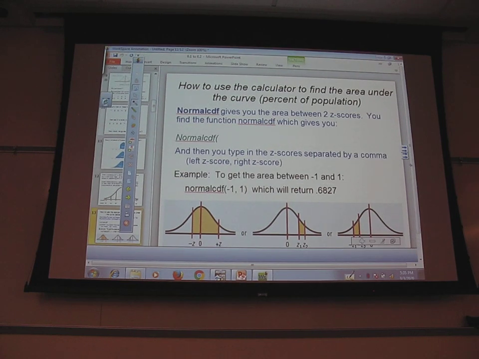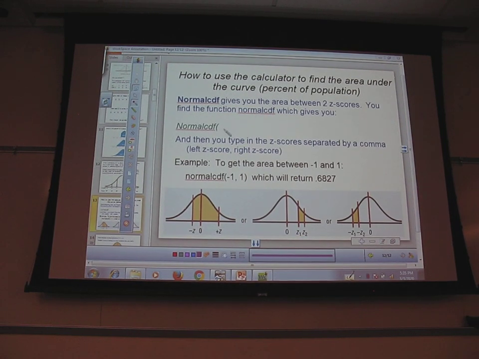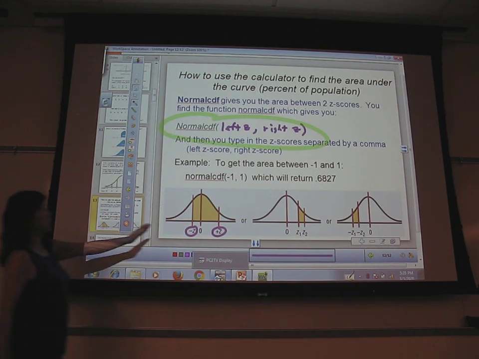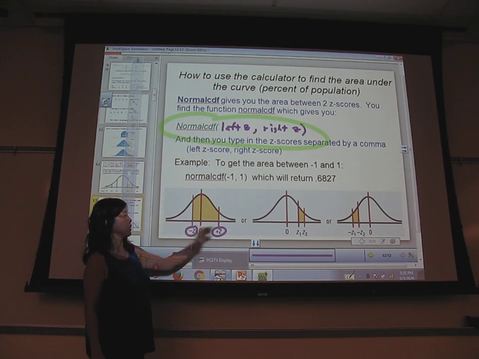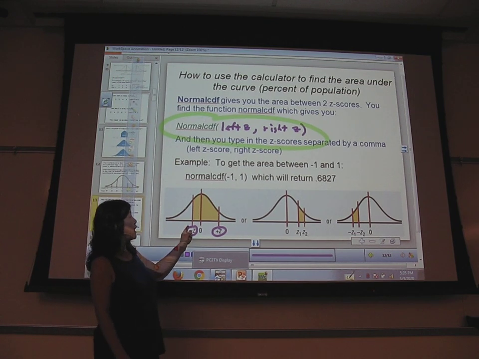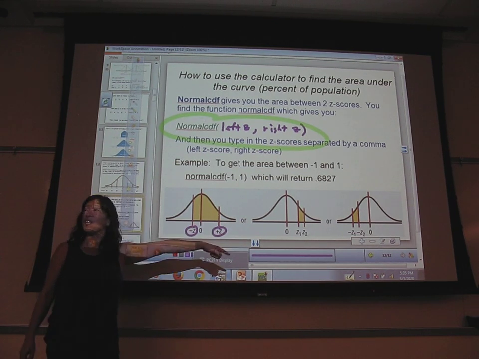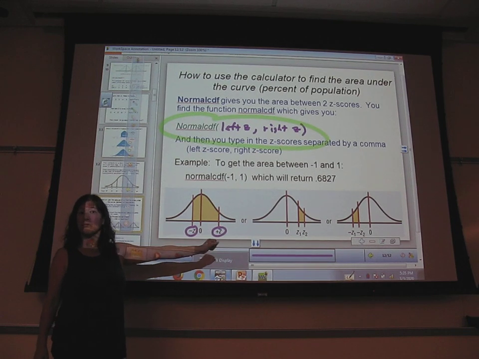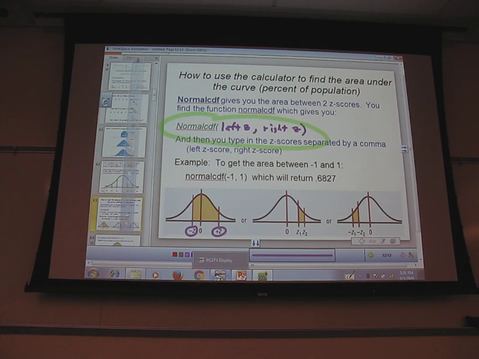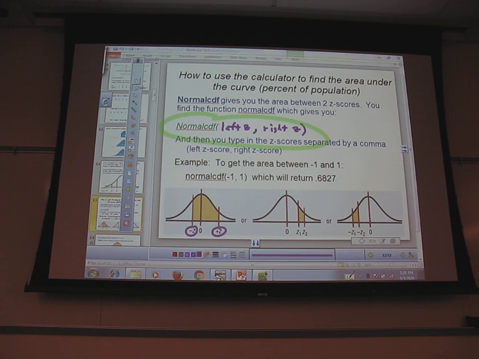How do you do that? Normal CDF of the left z-score, comma, the right z-score. Everyone look up. This is your left z-score, this is your right z-score. Find your shaded area that you're going between. This one's the left, that one's the right. If it goes on up to infinity, then infinity is your right z-score. This is all review of last class.